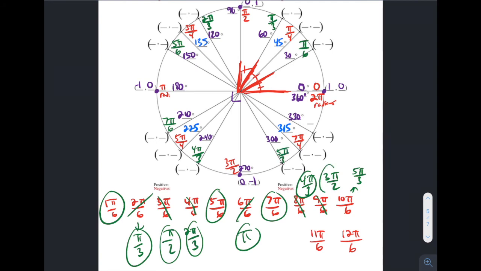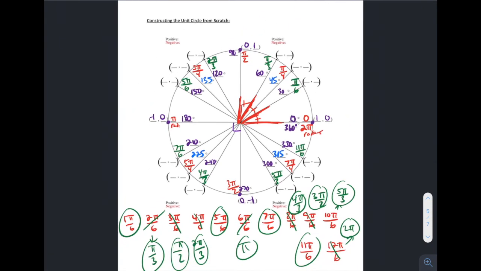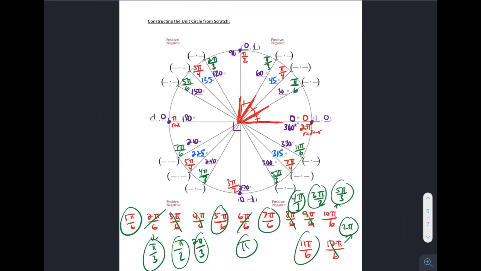And then we've got both of those on here. 11 pi over 6 is next. And then finally 12 pi over 6 is the same thing as 2 pi, which we already have on our unit circle. Okay. We have all of the degrees, we have all of the radians on here. And that was a fair amount of work just trying to think about how to split this up. Now, a big part of what we're doing today is not just constructing this, but also reading it. So we need to know what these values tell us.